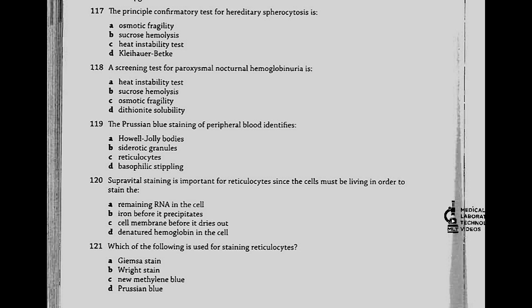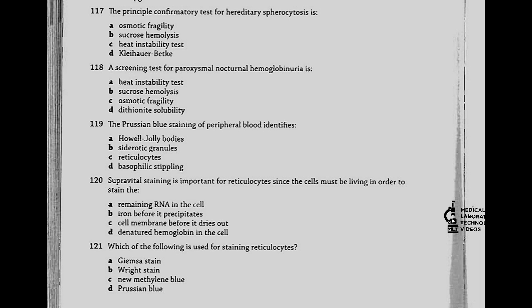Question number 117. The principal confirmatory test for hereditary spherocytosis is: option A, osmotic fragility; option B, sucrose hemolysis; option C, heat instability test; and option D, Ham test. The answer is option A. The principal screening test would be peripheral smear and RBC indices, but the confirmatory osmotic fragility is frequently a reference lab test. So osmotic fragility is the confirmatory test for hereditary spherocytosis.